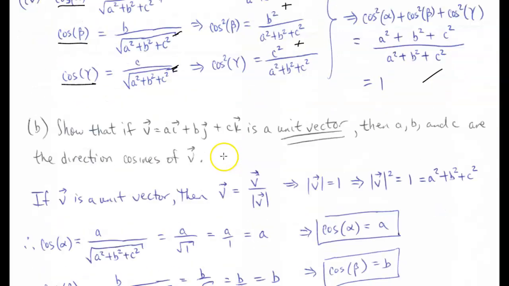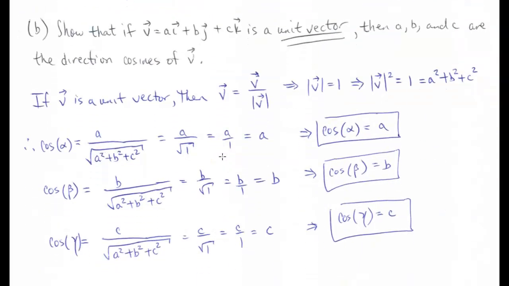Now, part B basically says if our vector V itself is a unit vector, then the letters A, B, and C are actually going to constitute the direction cosines. To back up a second, you have to remember that our vector V was defined as A going in the i direction plus B going in the j direction plus C going in the k direction. So what we're saying is that if our vector V is a unit vector, meaning its magnitude is 1, then the square root of A squared plus B squared plus C squared is just going to be 1.